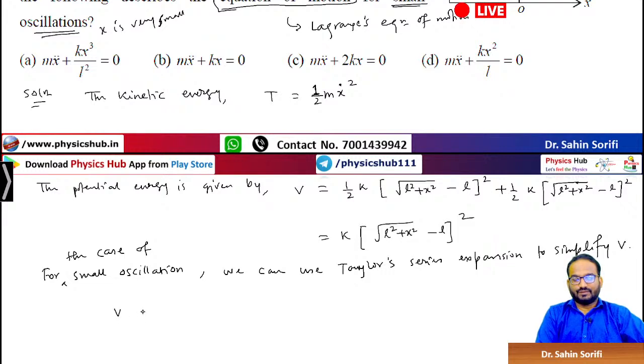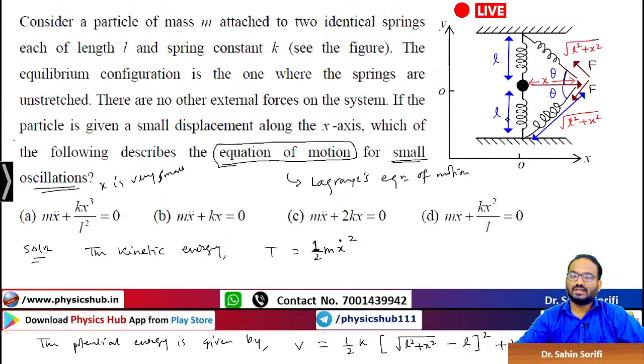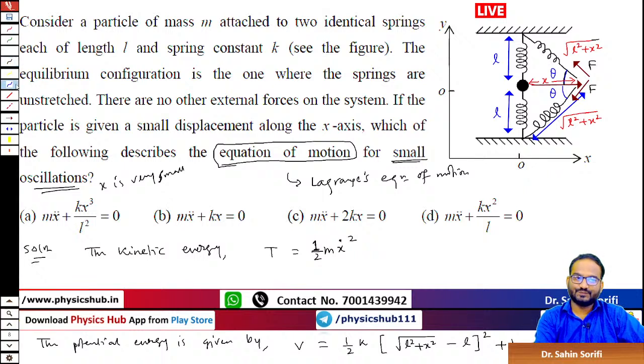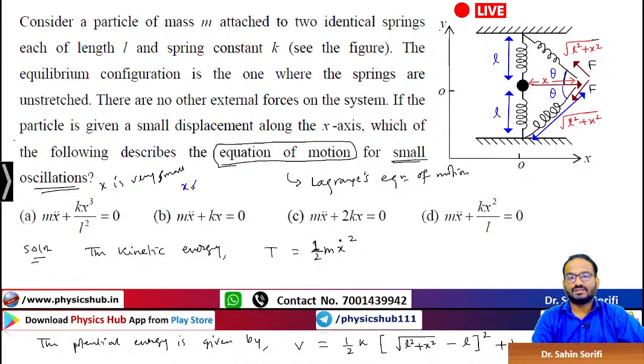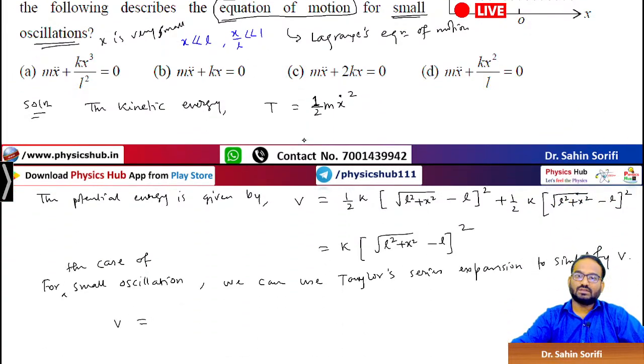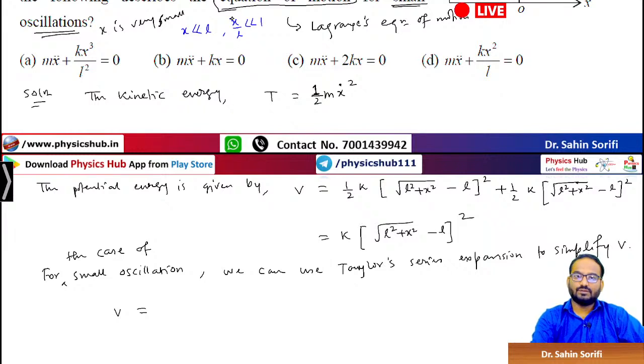So V is equal to, look, x is much less than L. X is very small with respect to L. It means x by L is much less than 1. So somehow we need to find a term which will involve x upon L. Here root over L square plus x square is there.